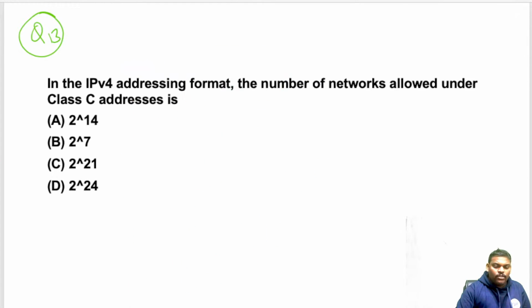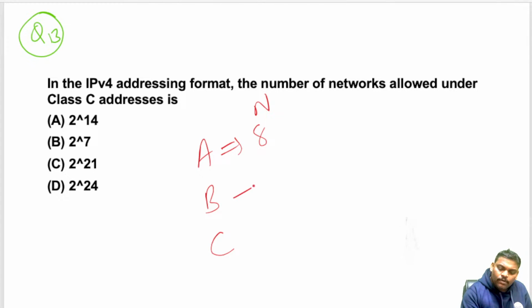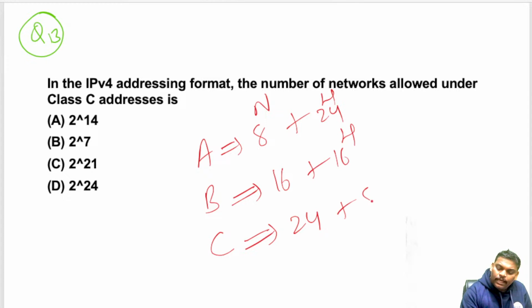So 12 over. What is the 13? In the IPv4 addressing format, the number of networks allowed under class C is, listen everyone now. Class A, class B, class C. Listen, in class A, 8 bits for network. Class B, 16 for network. Class C, 24 for network. Here 24 for host. Here 16 for host. Here 8 for host.